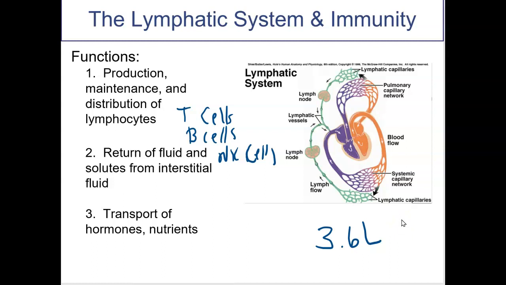And then number three, it actually helps transport some hormones and nutrients. In fact, lymph is white because lymph is one of the main ways that we absorb fat in a meal. And so lymph is very fatty, which is why it looks white.